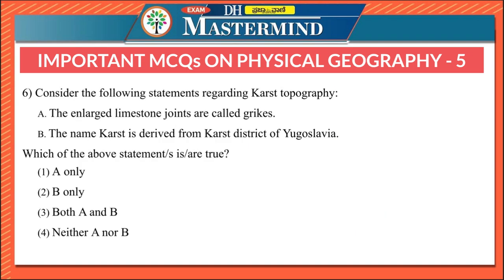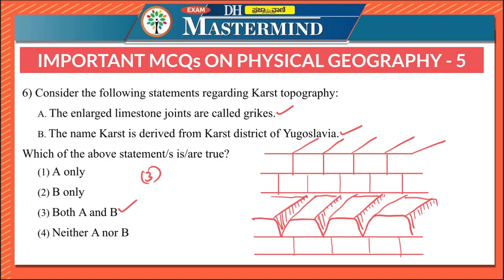Sixth question says, consider the following statements regarding karst topography. The enlarged limestone joints are called grikes. The name karst is derived from karst district of Yugoslavia. So here, both the statements are correct. Therefore, the right option is option 3, both A and B.